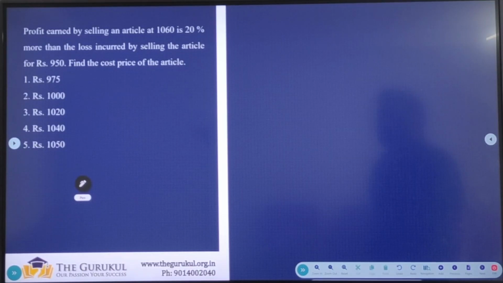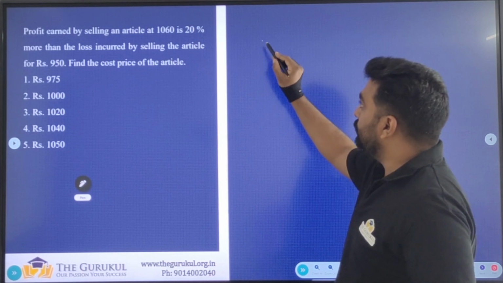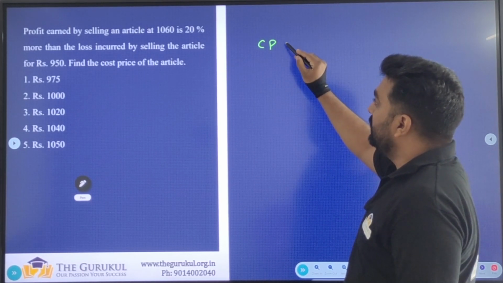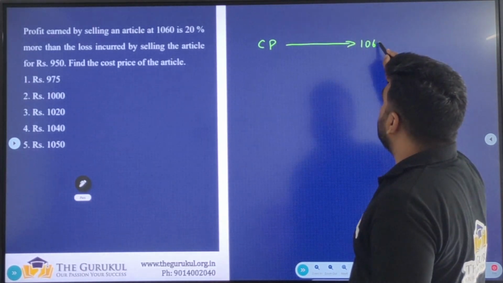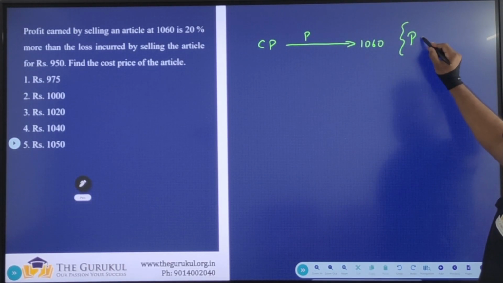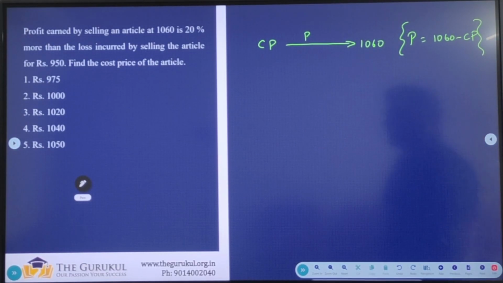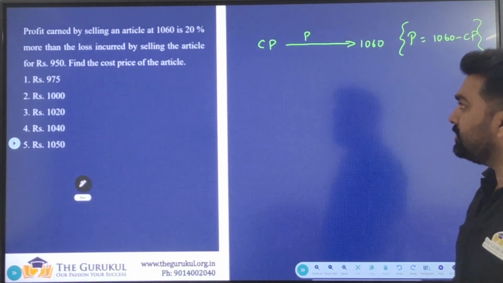Next one. Profit earned by selling an article at 1060 is 20% more than the loss occurred by selling the article at 950 rupees. Okay. I don't know how much is the cost price. Let's write down slowly some cost price. When I sold it for 1060, I got a profit. Can I say profit will be equal to 1060 minus cost price? Right? How much I am selling minus cost price.